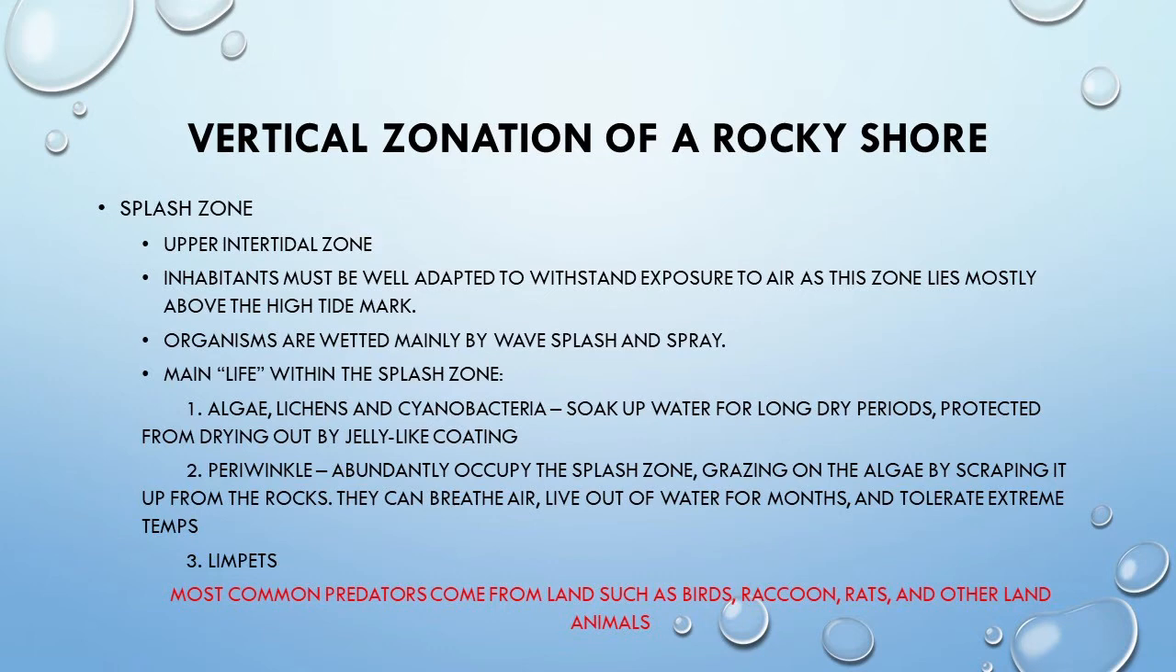There are three main life forms within the splash zone. Number one is the algae, lichens, and cyanobacteria. Number two are the periwinkles. Number three are the limpets. For the algae, lichens, and cyanobacteria, they soak up water for long dry periods, protected from drying out by a jelly-like coating. The periwinkles abundantly occupy the splash zone, grazing on the algae by scraping it up from the rocks. They can breathe air, live out of water for months, and tolerate extreme temperatures. Most common predators come from land, such as birds, raccoons, rats, and other land animals.